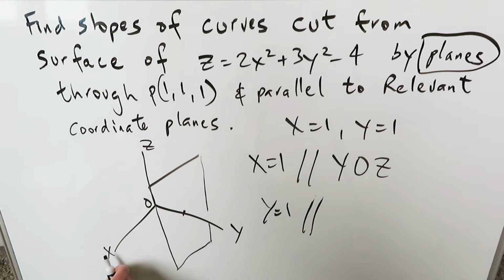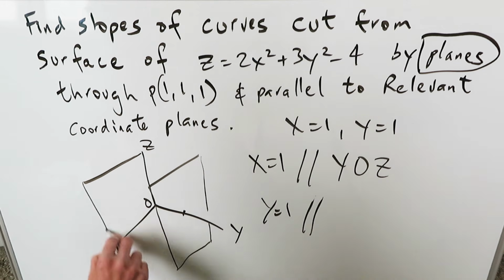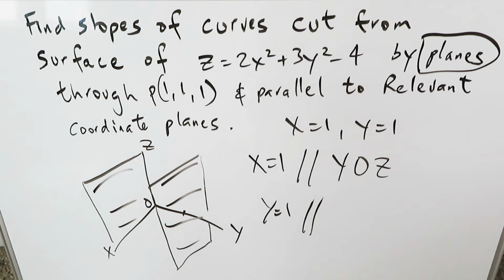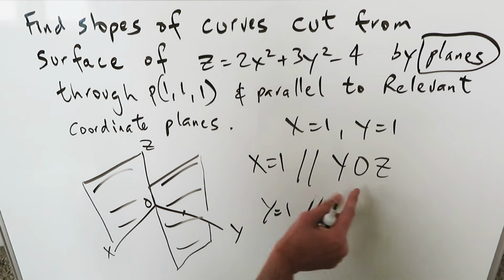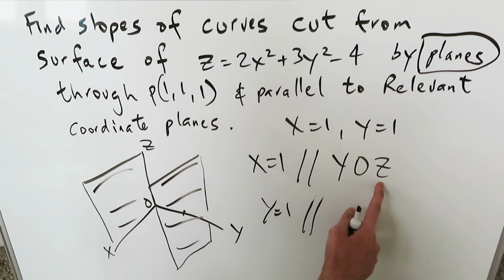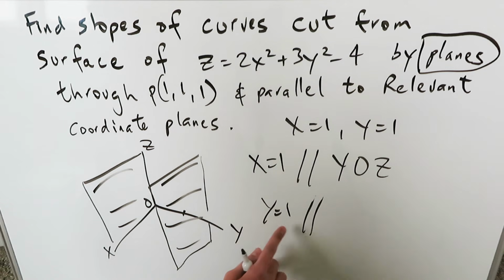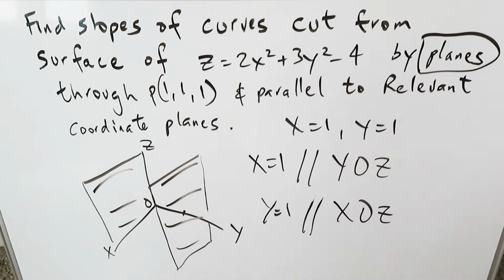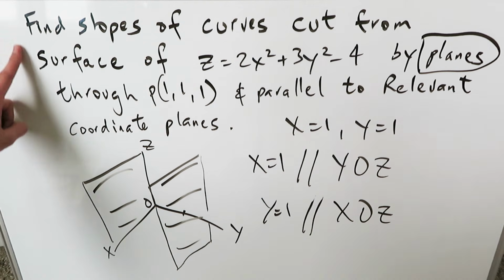Then my x, origin, z will be parallel to that. This plane will be parallel to that, and you have to keep that in mind. My x equals 1 was parallel to the y, origin, z coordinate plane. You see coordinate plane. My y equals 1 plane is going to be parallel to your x, origin, z plane. These are two things we have to keep in mind because they come right here in the question.